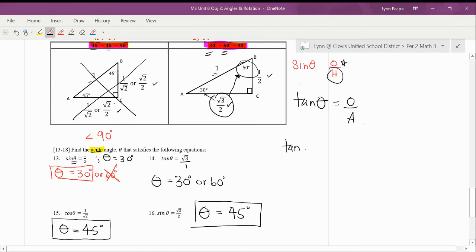So we're going to check, is the tangent of 60 degrees equal to root 3 over 1? Opposite of 60 is root 3 over 2. Adjacent to 60 is 1/2. I'm going to simplify by multiplying by the common denominator, which is 2. So that will reduce and that will reduce, and I'm left with root 3 over 1. And yes, that is what it is. So my answer is going to be 60 degrees.